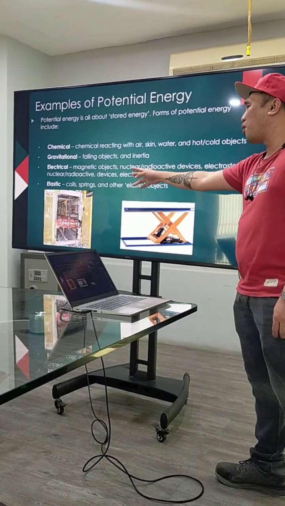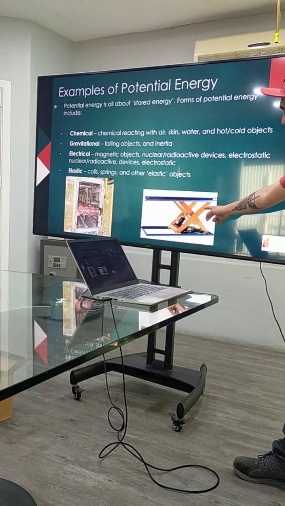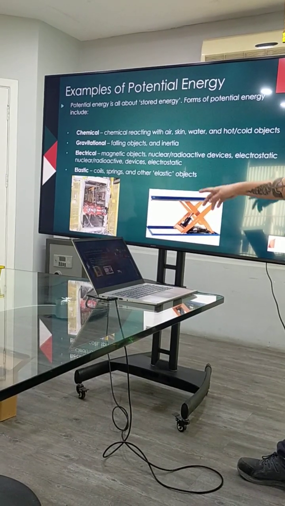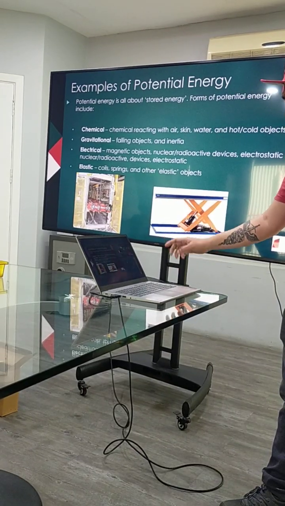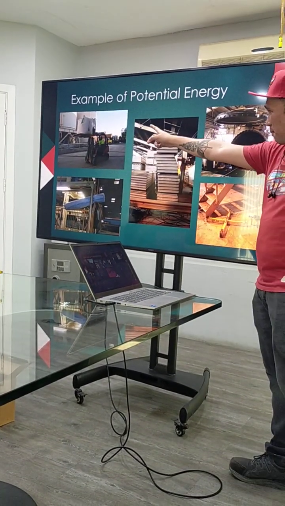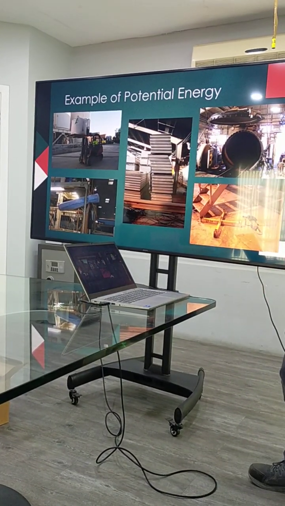For example, coils, springs, and other elastic objects. We have the scissor lift, and a lot of scissor cables inside the plant. We have a lot of rotating or pneumatic equipment. Potential energy also includes bags that can fall off and leaning stacks that can collapse.